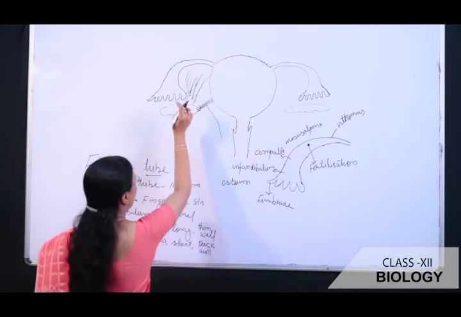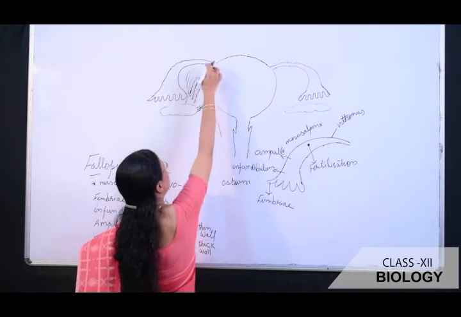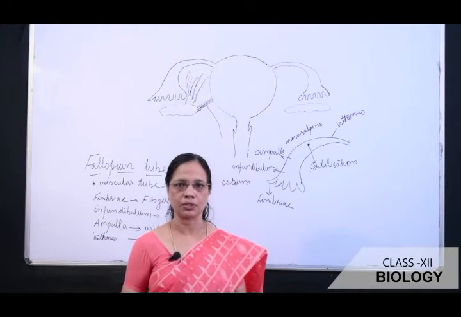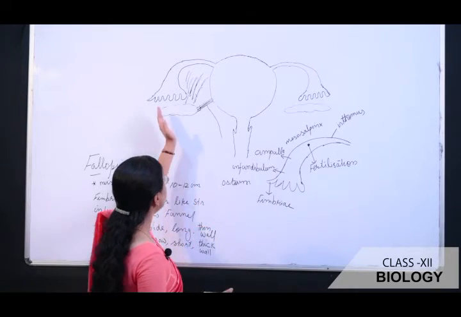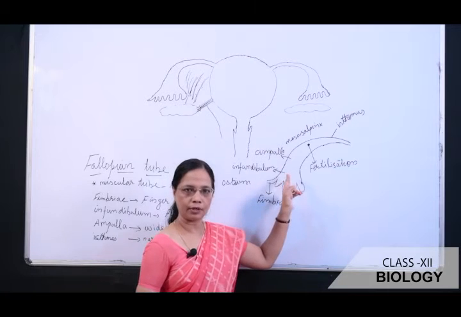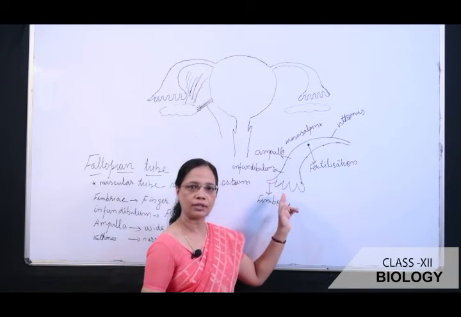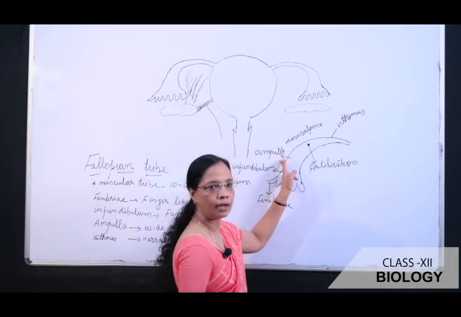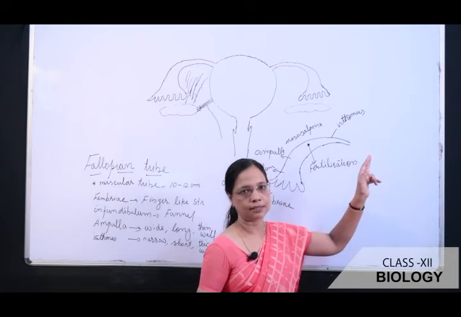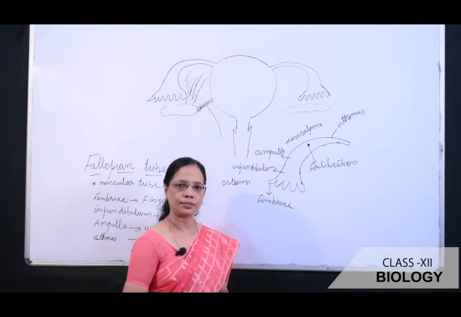That means the secondary oocyte reaches this region and the sperm reaches this region, and there only fertilization takes place. So these are the different parts of the fallopian tube: the funnel-shaped infundibulum, whose margin is called the fimbriae, and after that a wider region ampulla, and then a narrow region isthmus. Now next we will study about the uterus.